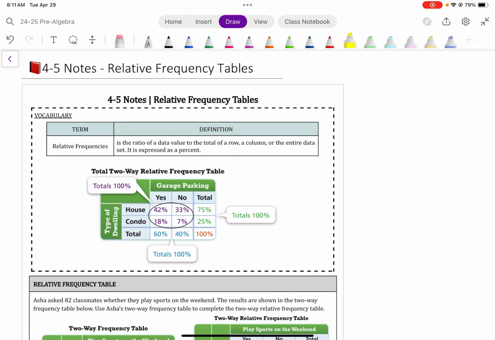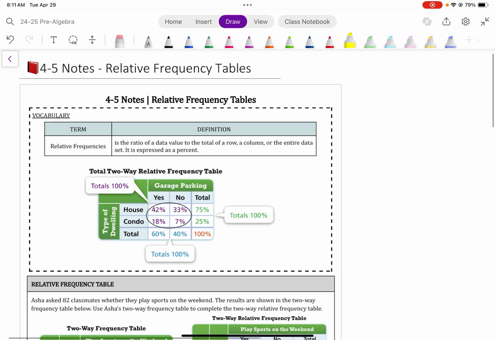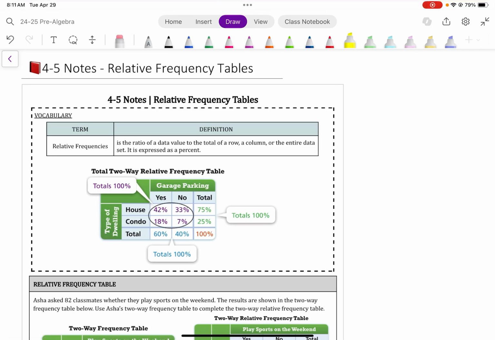These are pre-algebra notes for section 4.5, relative frequency tables. So a relative frequency is the ratio. When you hear ratio, we want you to think of a fraction. It's the ratio of a data value to the total of a row, a column, or the entire data set. And we're going to show it as a percent.